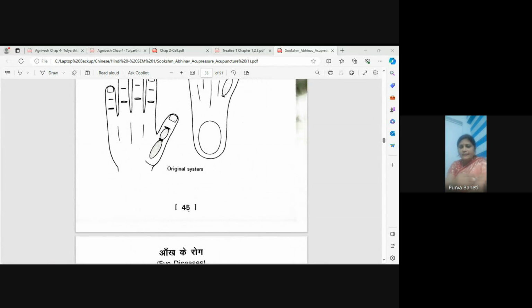Then in Tulyartha, the diaphragm line is here only. There is only one diaphragm line, here in the middle of your hands. But in the correspondence system, the diaphragm is here. Can you see my hand? I'll put it there so that I can show you easily. This is my diaphragm line.